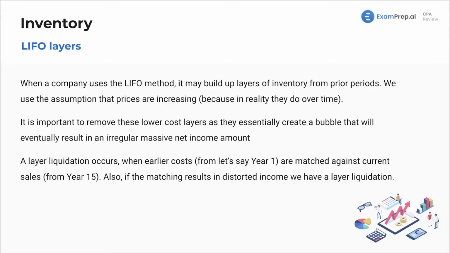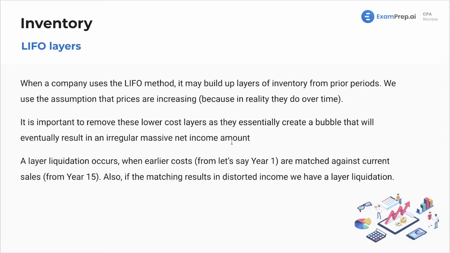LIFO layers. Now, when a company uses the LIFO method, it may build up layers of inventory from prior periods. We use the assumption that prices are increasing because in reality, like I said, they do that over time. It's important to remove these lower cost layers as they essentially create a bubble that will eventually result in an irregular, massive net income amount.